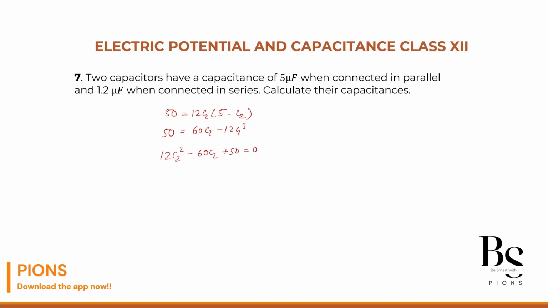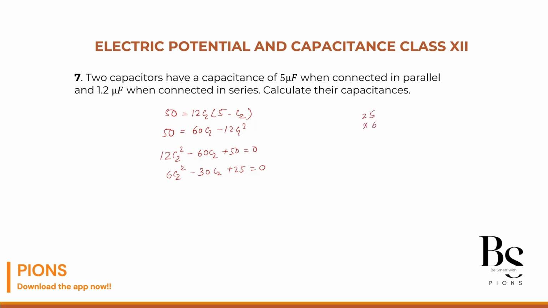Now is there anything which can cancel out? Let's divide the whole equation by 2. It will cancel out: 6 C2 square minus 30 C2 plus 25 equal to 0. Now let's simplify further. You can either use alpha and beta also if you want to, by using that minus b plus minus root under b square minus 4ac upon 2a. You can use that formula to directly find the solutions, or you can do middle term splitting.